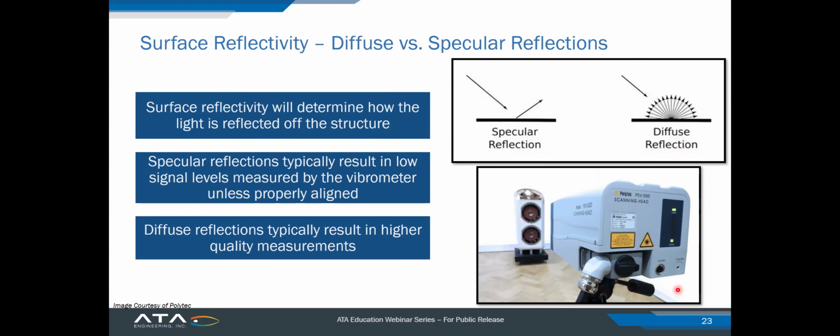So you want to make sure you're getting very good signal levels. You can put tape onto your structure if you're experiencing specular reflections and you know exactly where your scan points are going to be. But if you don't have designated scan points and just want to define a component area, then maybe some spray paint would be a good idea as well.